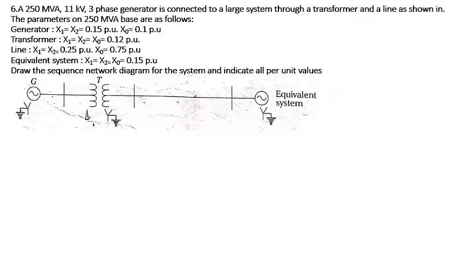It means that we need to consider the base MVA of 250, and the parameters are: generator positive and negative sequence 0.15, zero sequence 0.1. These are per unit values. Transformer x1, x2 and x0 are equal to 0.12. Transmission line positive and negative sequence is 0.25 and zero sequence is 0.75 per unit. Equivalent system, that is nothing but another generator or motor, having x1, x2 and x0 equal to 0.15 per unit. We need to draw the sequence network diagram for the system and indicate all per unit values.